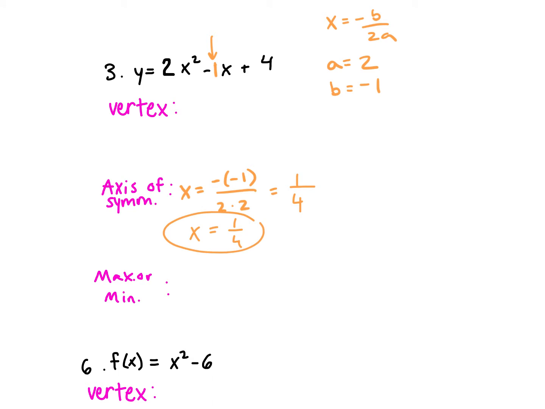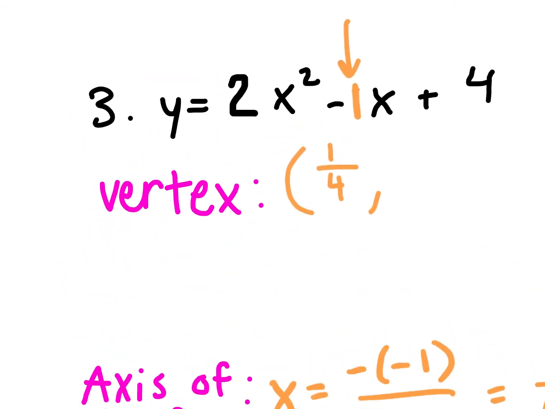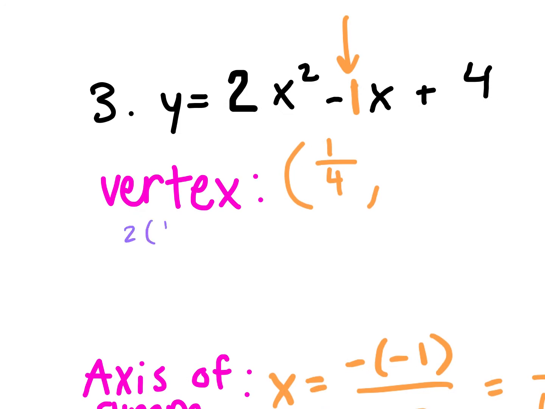How do I find the vertex? What's the first number in my vertex? 1 over 4. How do I find the second number? We have to plug it in. So here we're plugging in a fraction. So I have 2 times 1 over 4 squared minus 1 times 1 over 4 plus 4.